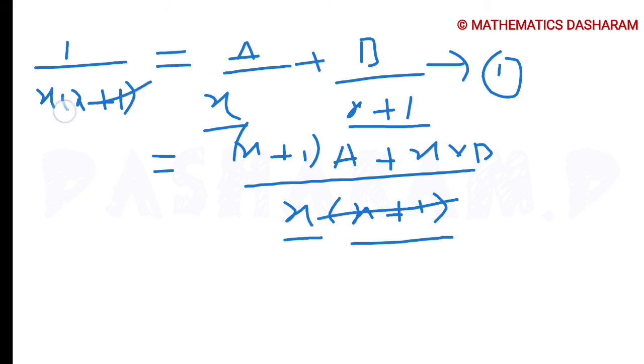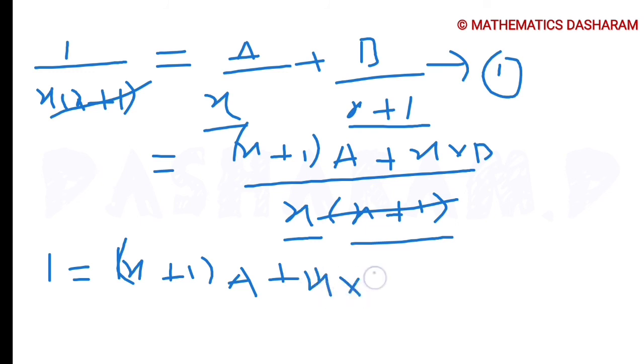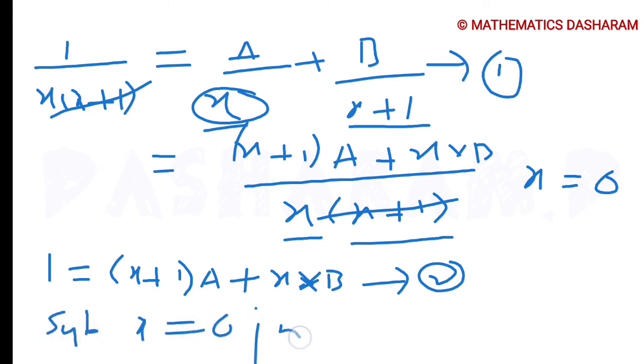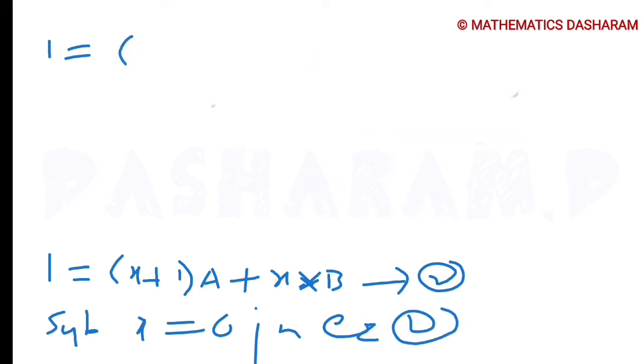So here the denominators are cancelled, then 1 equals (x + 1) into a plus x into b, equation 2. So to get the a value, its denominator is x, so then x equals 0, substitute in equation 2. So substitute x equals 0 in equation 2. So 1 equals (0 + 1) into a plus 0 into b.